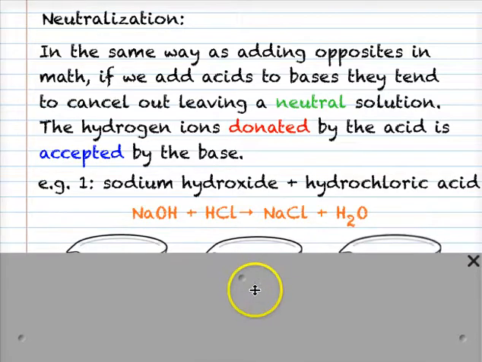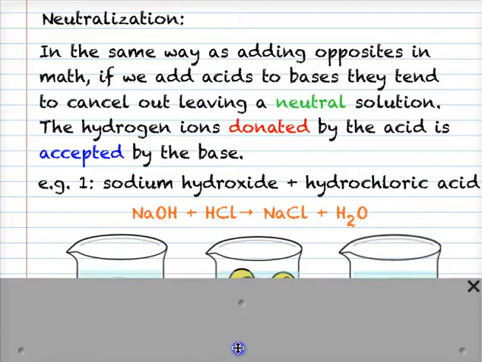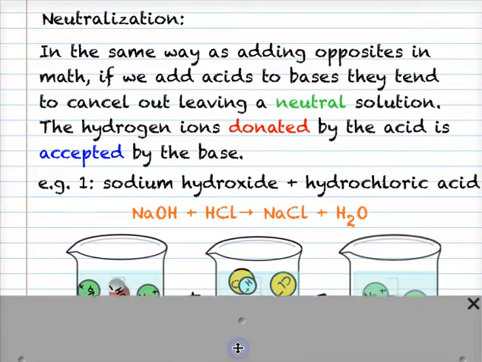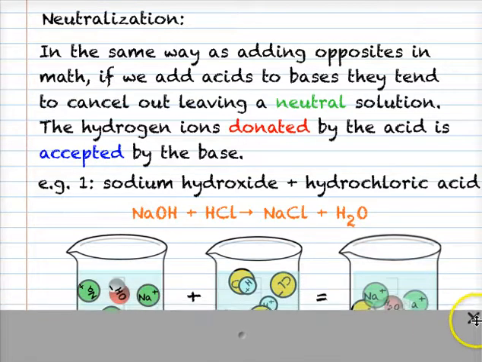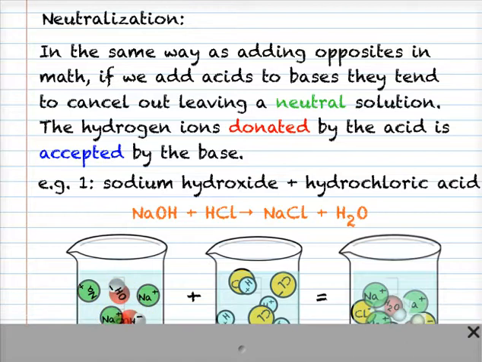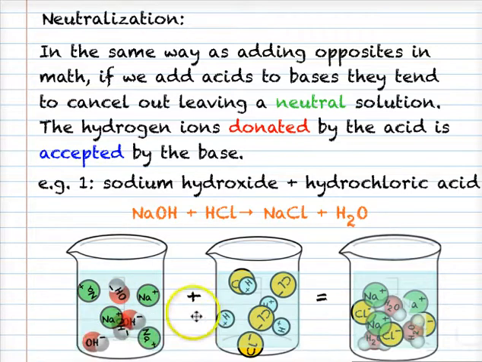Let's take a look at this example here: sodium hydroxide and hydrochloric acid, two substances we've seen. Let's see what happens when we add them together. So sodium hydroxide in water, we can see the sodium and the hydroxide ions. The hydroxide ions are able to accept hydrogen ions. Here's the hydrochloric acid. We can see the hydrogen ions and the chloride ions. We tip them all together. Obviously they all mix up.